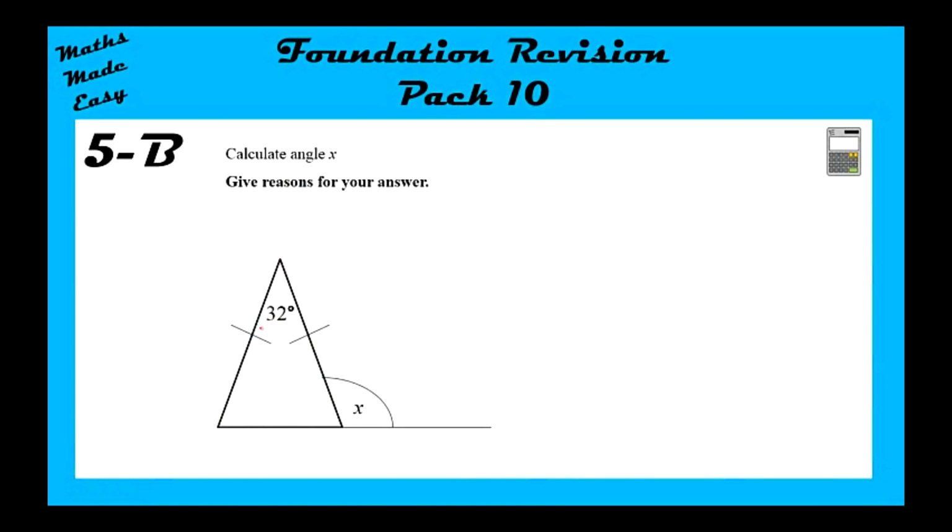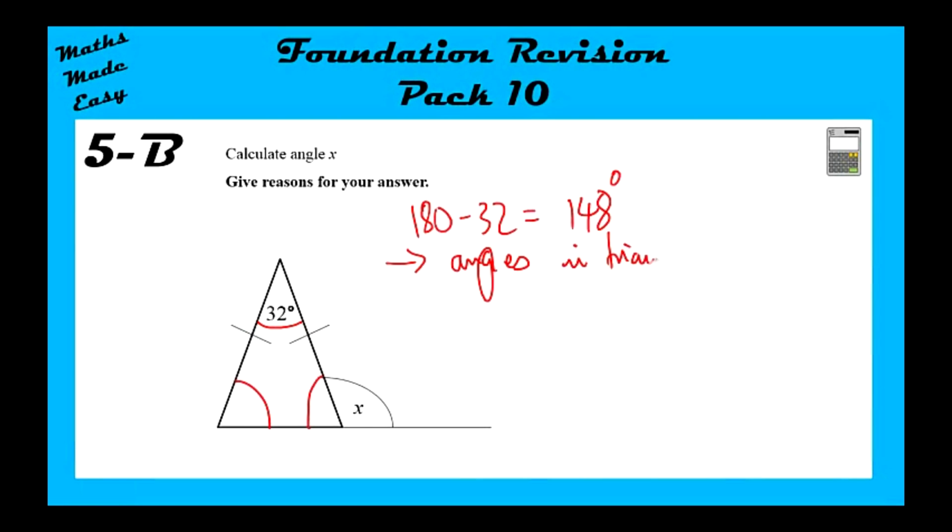Question 5b then, quite similar but slightly different at the same time. It's basically backwards. So we're starting with this angle here and we need to find x. So the first thing we do is 180 take 32, which equals 148 degrees. That gives us both of these two angles make 148 degrees, and the reason for that one was angles in a triangle add to 180 degrees.